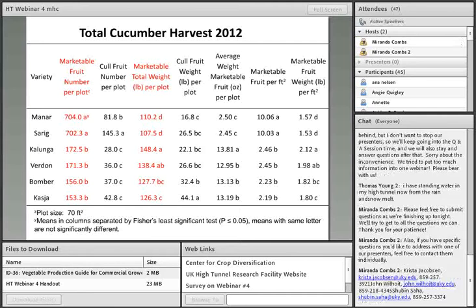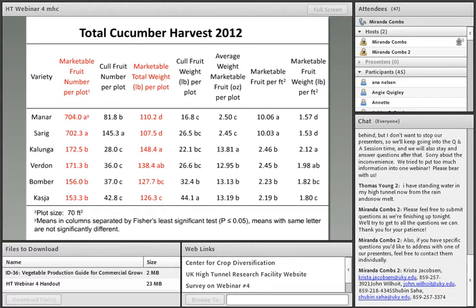If you look at the second column, marketable fruit number per plot, you can see that Manar and Sarig have a significantly greater number of fruit per plot as compared to the English types. But if you look at total fruit weight, which is the 4th column and highlighted in red, you can see that the marketable fruit weight is comparable or actually a little bit less in the beta alphas than it is in the English types. And so you have to consider how you're selling this.